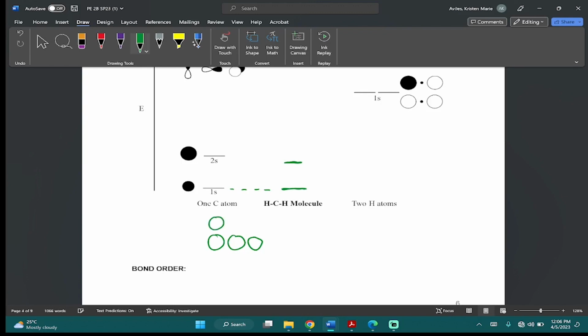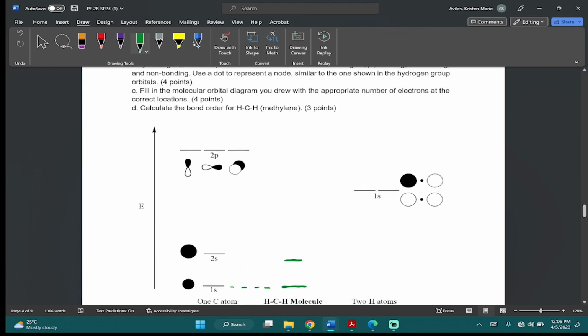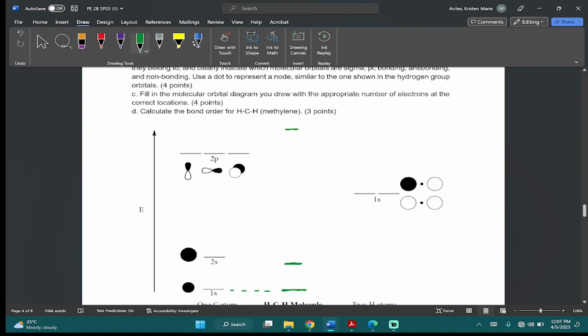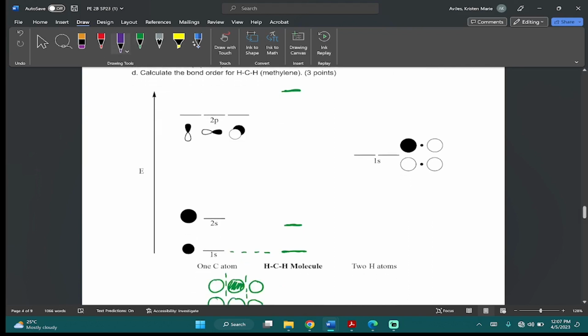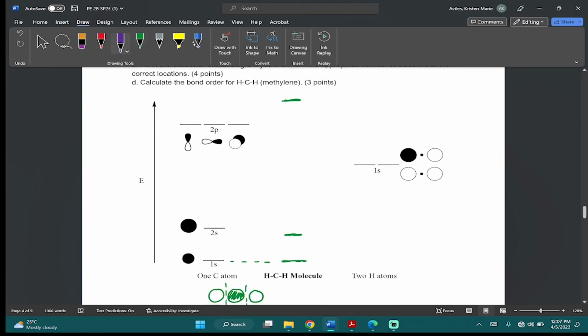I also can have another scenario where my carbon is out of phase with my hydrogens, and this creates two nodes. So this is going to be a higher energy orbital because we're destabilized now. So we can draw a higher one up here. Now that's taking care of our 2s and our 1s interaction.